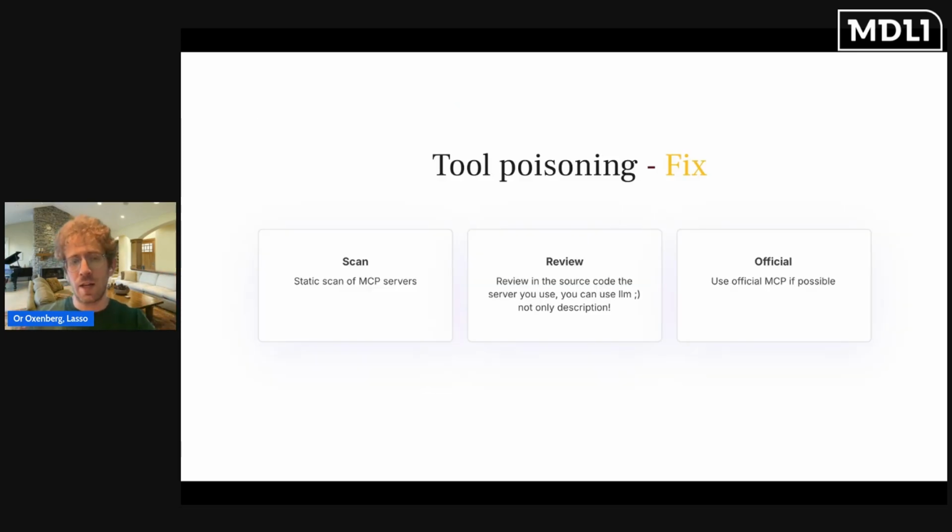To fix it, you can scan the MCP that you use, or maybe review it yourself with the code, not only the README. If you don't have the time or you don't want to do it, you can also use an LLM to scan the code before you bring this MCP to your computer. Another fix is to use official MCPs. Try to use them. They are becoming more common, so look for them.